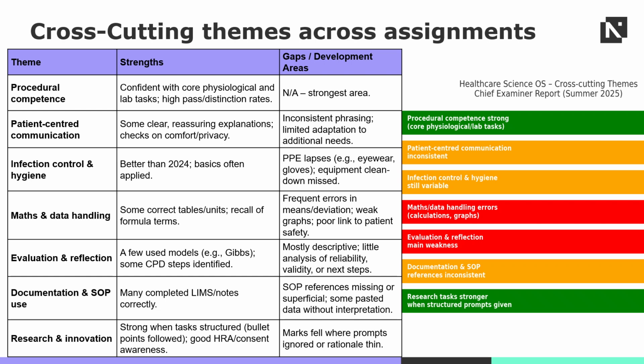So to summarise, green: procedural competence is strong. Learners can do the tasks. Amber: communication, hygiene and documentation are inconsistent. They need embedding as non-negotiables. Reds are maths, evaluation and reflection. And green, again, is in the structured research tasks, which shows that scaffolding really works.